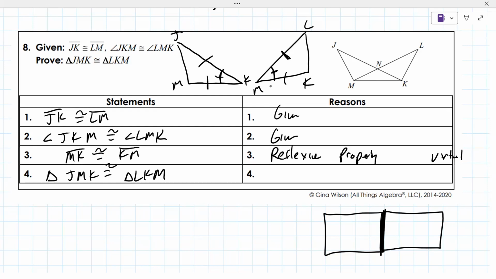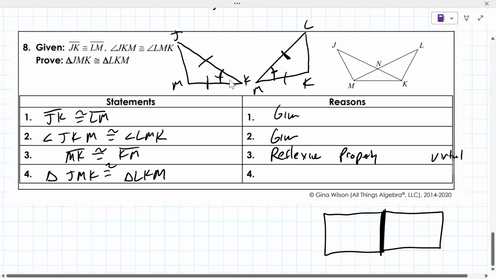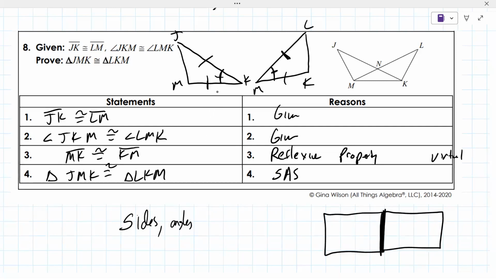Okay. Now, in terms of angles and sides, what do you have in this triangle on the left? Do you have a side? Do you have an angle? Do you have another angle, another side? What do you have on the left or the right? They have MK. Forget that, we're just talking about sides and angles. Okay, so they have a side, angle, side. Yes, side angle side. There's your reason. Theorem, postulate, whatever.